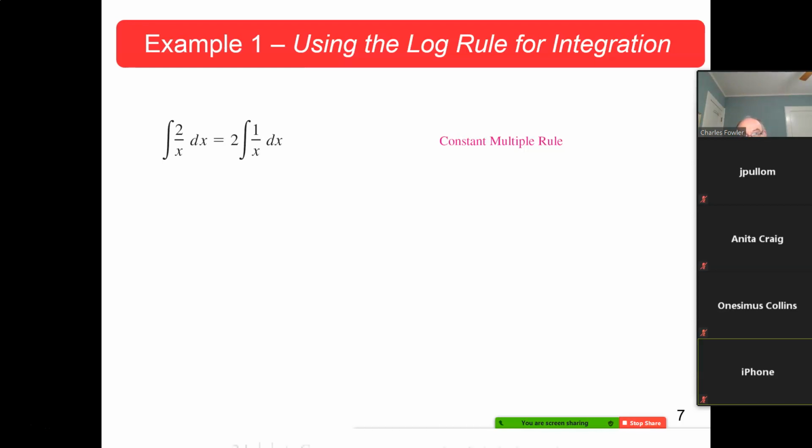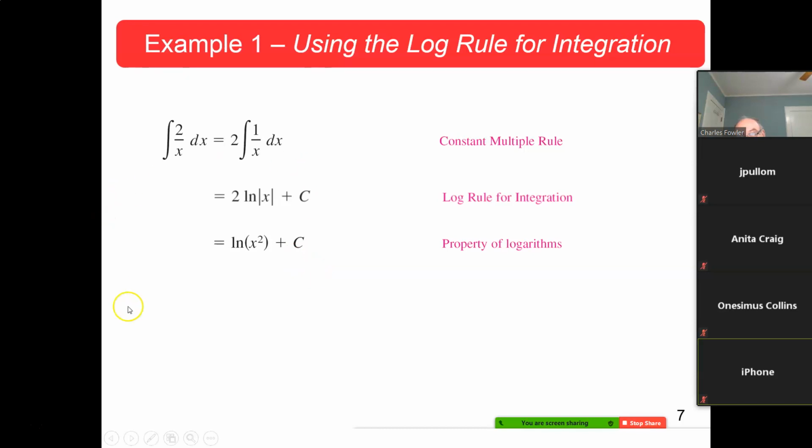So let's see how they do it. Yep, 2 times the log of absolute value of x plus c. That's the log rule for integration. And remember that this is going in the other direction. If you have a constant times the log of a base, make that the log of the base raised to that power. And guess what this form gives you? The ability to lose the absolute value bars.